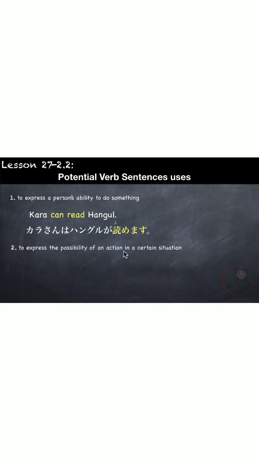Another use of potential verbs is to express the possibility of an action in a certain situation. For example, can I still change my order? So our verb is change, 変えます. 注文がまだ変えられますか? So 変えます is group 2 verb. So it becomes 変えられます. 注文がまだ変えられますか?